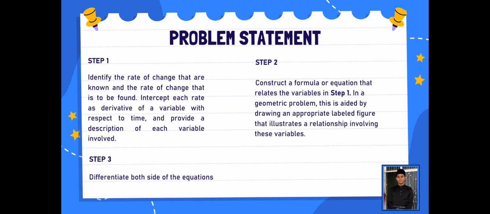Step 2: Construct a formula or equation that relates the variables in step 1. In a geometric problem, this is aided by drawing an appropriately labeled figure that illustrates the relationship involving these variables. Step 3: Differentiate both sides of the equation.